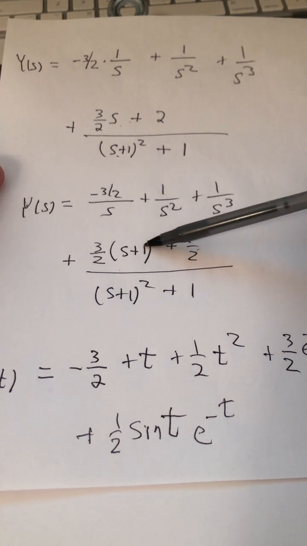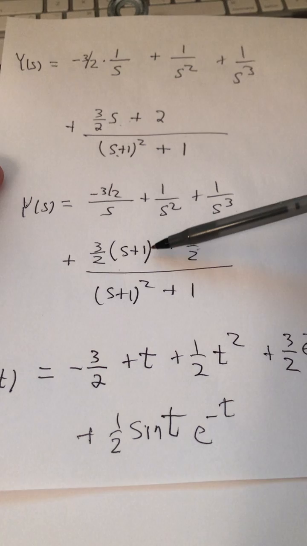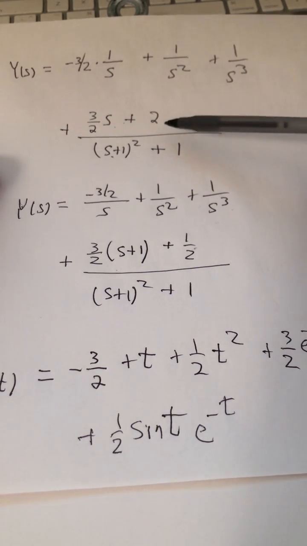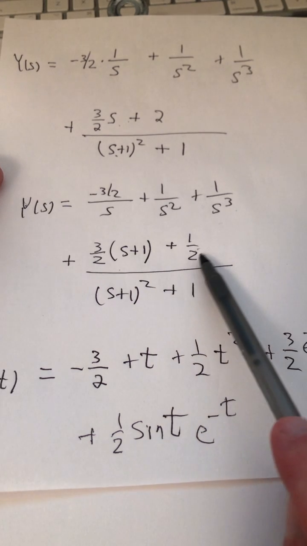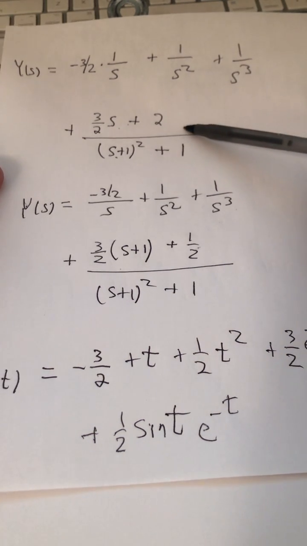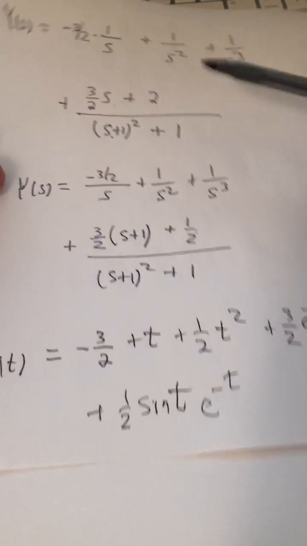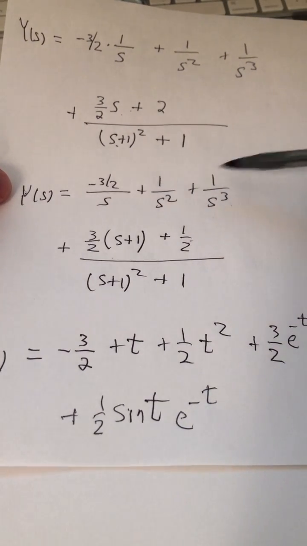we're actually adding a 3/2. So what ends up happening is this 2 turns into a 1/2, because if you were to distribute this 3/2, we get back the original expression. So now we're able to invert. We know how to invert all of these.